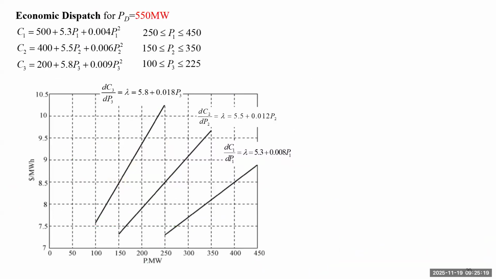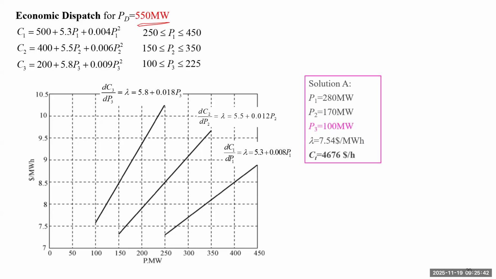Next, I want to talk a little bit about a specific scenario. If we decrease the load to a very low value, like 550 megawatt. So this is the same problem, I just decrease the load to this value. So let's try solving this problem. Okay, so you can easily get a solution, which is this one.